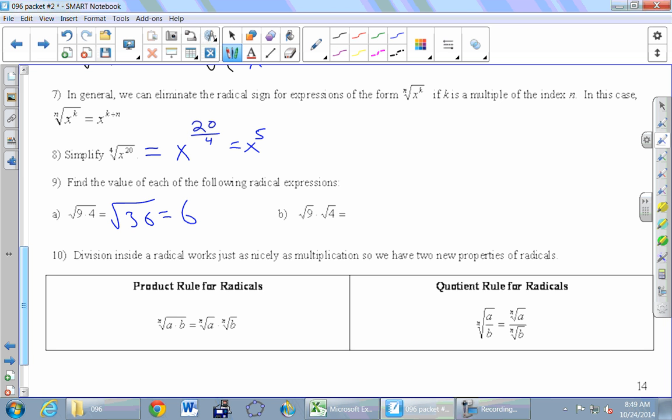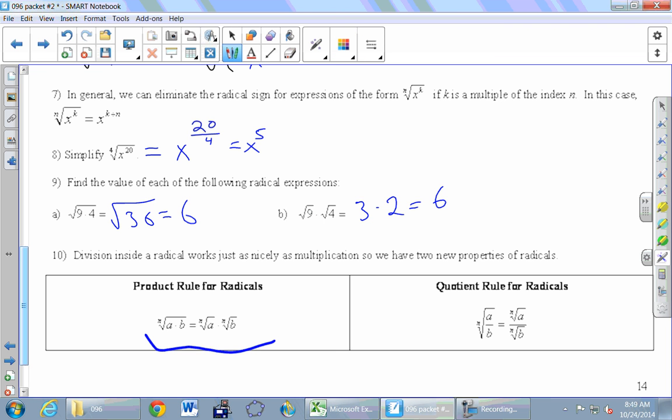And now let's do the square root separately and then multiply at the end. Square root of 9 is 3 times square root of 4 is 2, which is 6. And it turns out these two guys will always be exactly the same. This is illustrating a nice property of radicals, that if you have a product inside of a radical, you can split it up into 2 radicals and multiply at the end. And that's what's written down here, this product rule for radicals. It says if you have a product inside, you can split it up into 2 radicals, multiply them at the end.